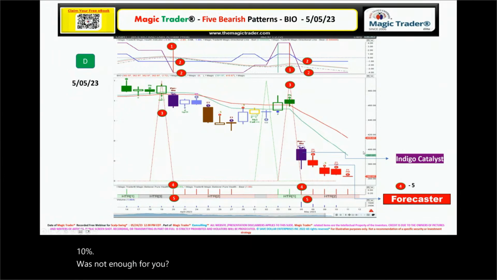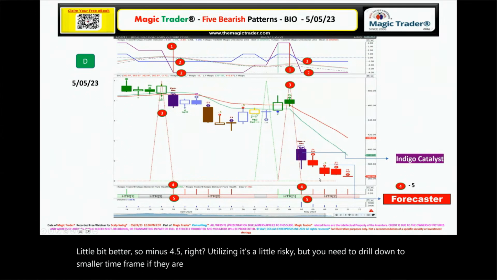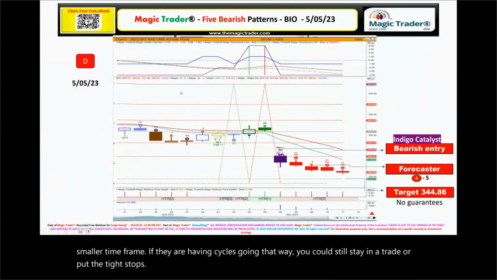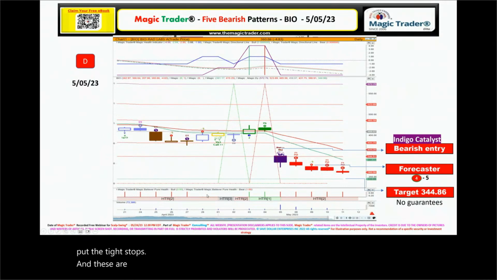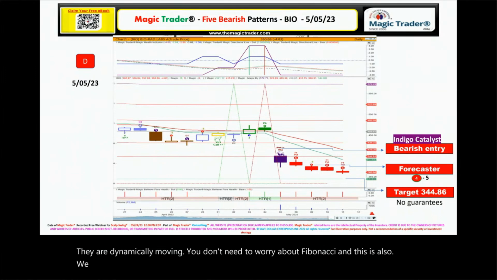And when you buy options, it's a little bit better. So minus 4.5, right? It is a little risky, but you need to drill down to a smaller time frame. If they are having cycles going that way, you could still stay in a trade or put in tight stops. And these are not Fibonacci. They are dynamically moving. You don't need to worry about Fibonacci. And we also have the pattern for this, right?